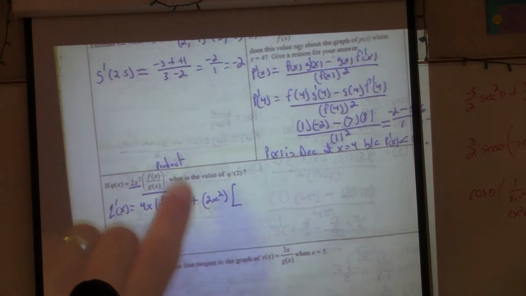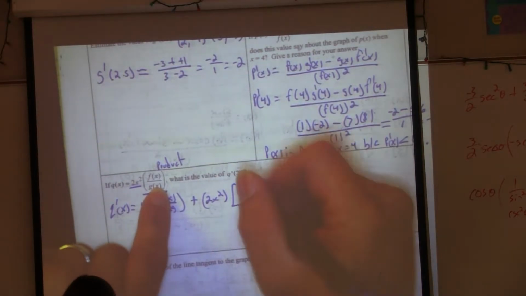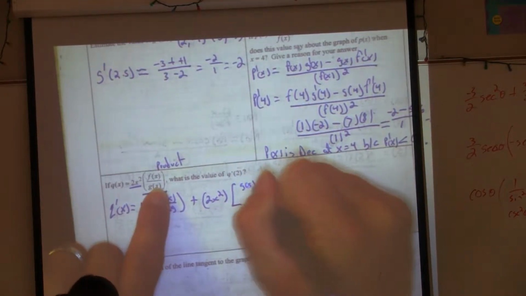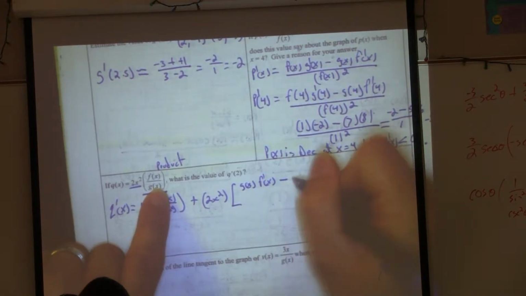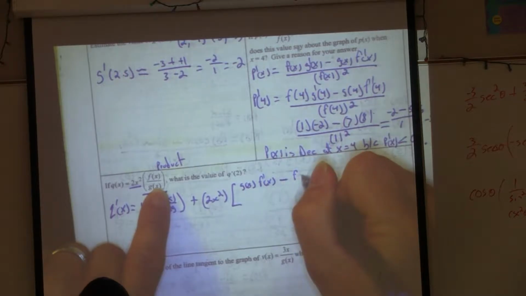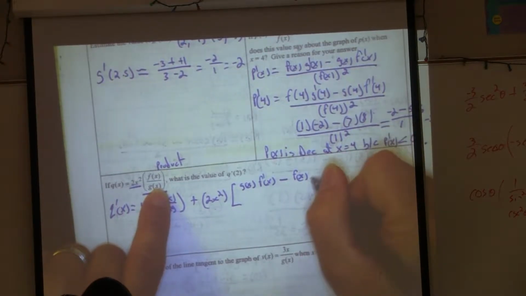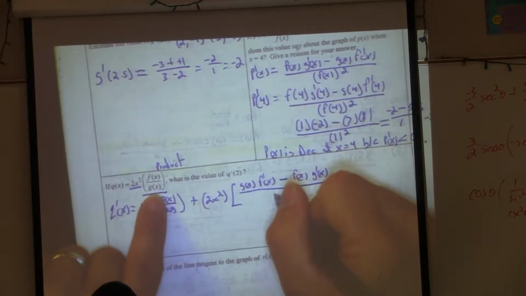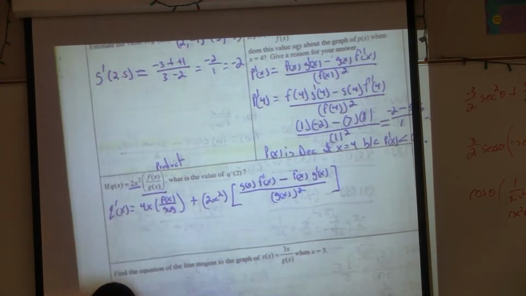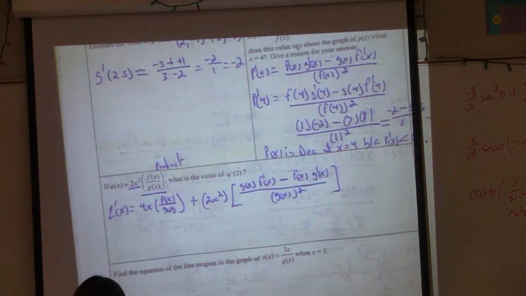derivative of the second. So how do I get the derivative of this guy? Quotient rule. Low, D high, minus high, D low, over low square. I know, isn't that bad? It would be worse if they weren't functions, if they were actual expressions and you had to work it out, right? You're just working with the name of the function.